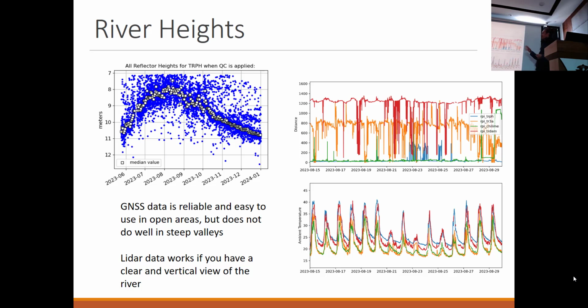So the main takeaway from that is that the GNSS, the GPS data, is really, really nice in big open areas, but it's a little bit trickier in steep valleys. And the LiDAR works really well if you have a good and close to vertical view of the water, and it's a little bit trickier if you're at a lower angle.